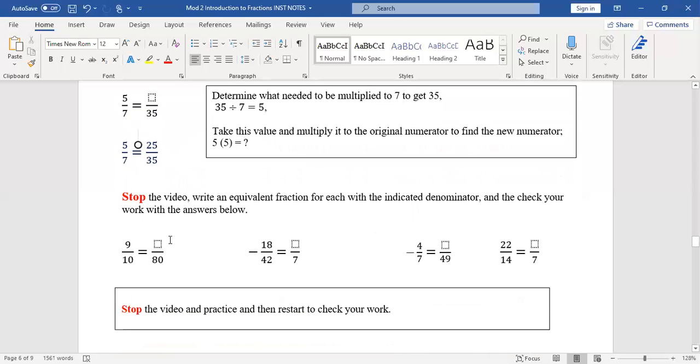I'd like for you to stop the video again and determine or write an equivalent fraction for each with the indicated denominator, and then check your work with the answers below.